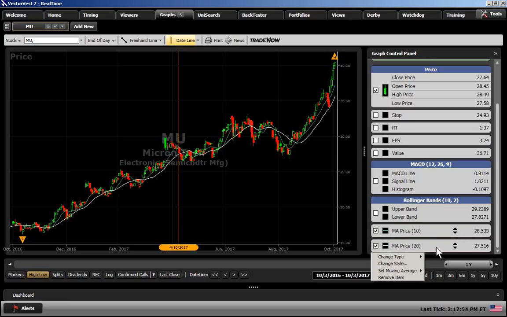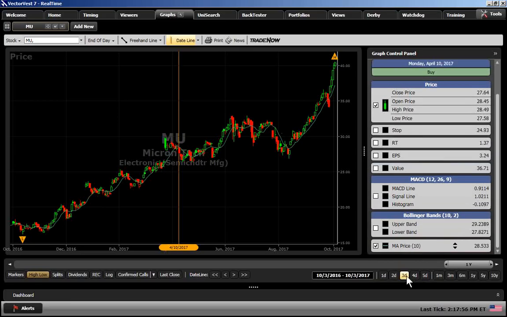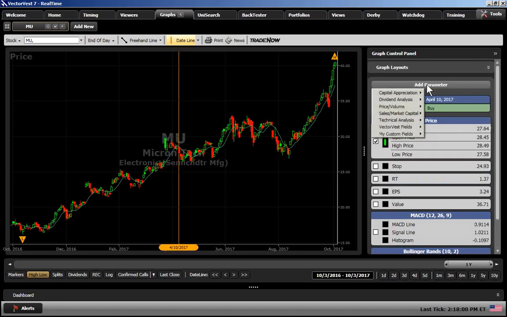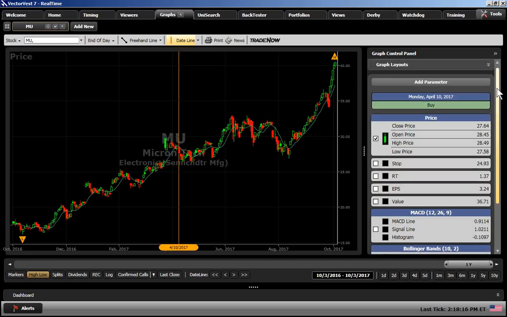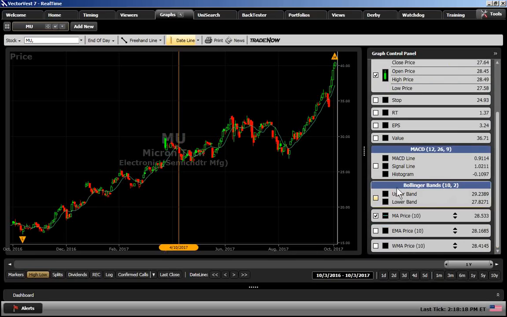Now, I'm going to show you something else. What is the difference between a simple moving average? Go up, add parameter. Oops, sorry. Right click, go add moving average. I'm going to add a 10 exponential moving average. Right click on price, add a moving average. I'm going to add a 10 weighted moving average. Now, all three of them are 10-day moving averages, but I'm going to show you how they track price differently. Here's my EMA, and then here's my weighted.